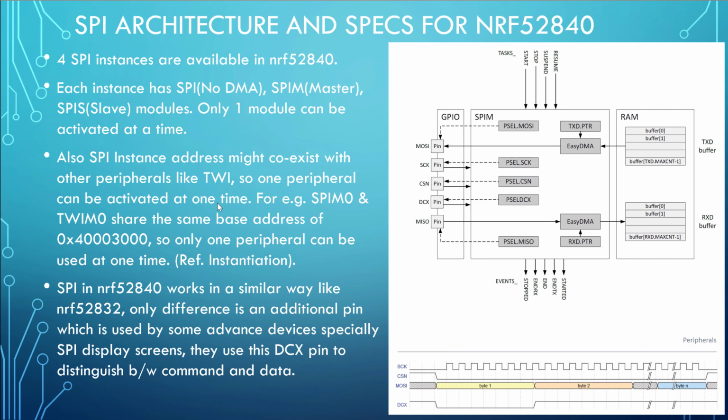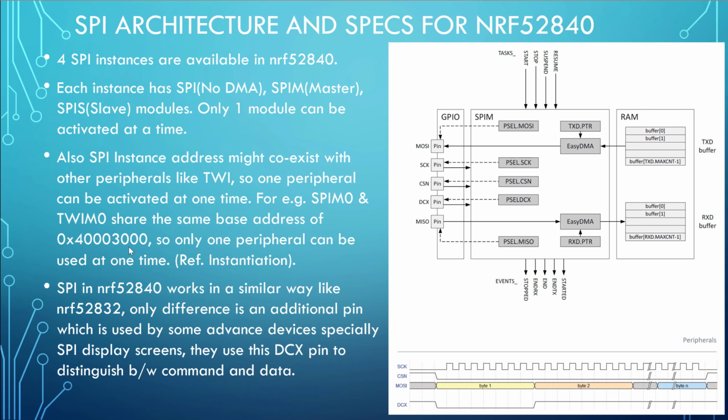So SPI instance addresses might coexist with other peripherals like TWI. So for example, SPIM0 and TWIM0 share the same base address of 0x40003000. Basically in this case only one instance would be able to work, so you have to either use SPIM0 or TWIM0. If you are using SPIM0, then you won't be able to use TWIM0, although you can use TWIM1 or TWIM2 depending on your conditions. You can use any other.